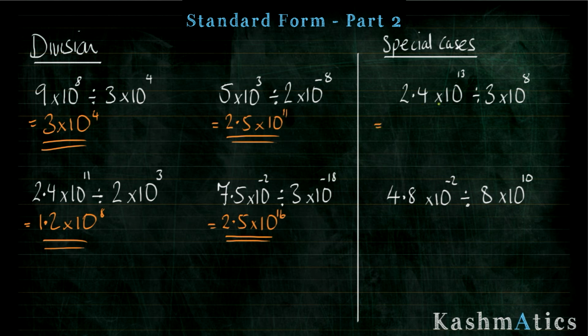So I've got 2.4 divided by 3. Now 2.4 divided by 3 is 0.8. So I'm hoping you've already spotted that that isn't between 1 and 10, so we're going to have to adjust it later. Multiplied by 10 to the power, now let's have a look.